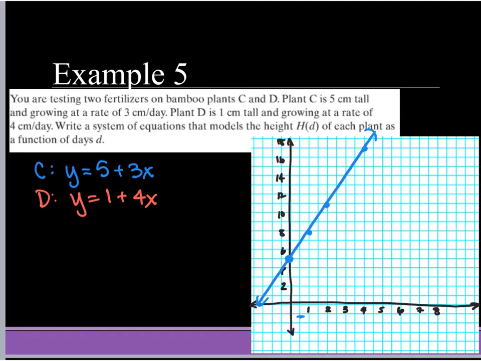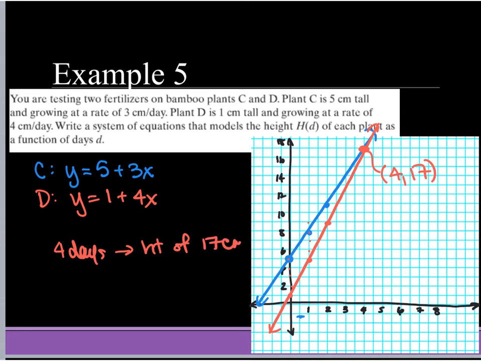Now I'm going to go ahead and plot graph D. I'm going to start out at 1, and I'm going to go up 4. So 1, 2, 3, 4, over 1. And I'm going to plot these points on a graph real quick. When we do that, our point of intersection is here at this point, 4, 17. So what that means is it's going to take us 4 days to reach a height of 17 centimeters, and this is where they're both going to be the same. So the coordinate point 4, 17 is my solution.